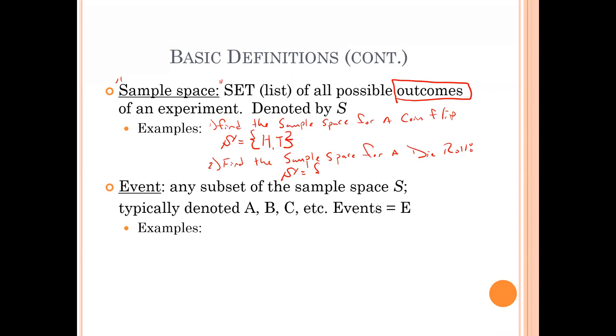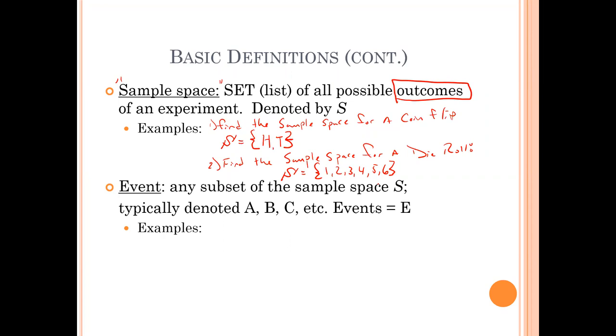Well, when you roll a six-sided die, what are the possible outcomes? There you go, Tor, I got it right there. Thank you very much. It's just 1, 2, 3, 4, 5, and 6. So you can kind of see how these definitions are building.